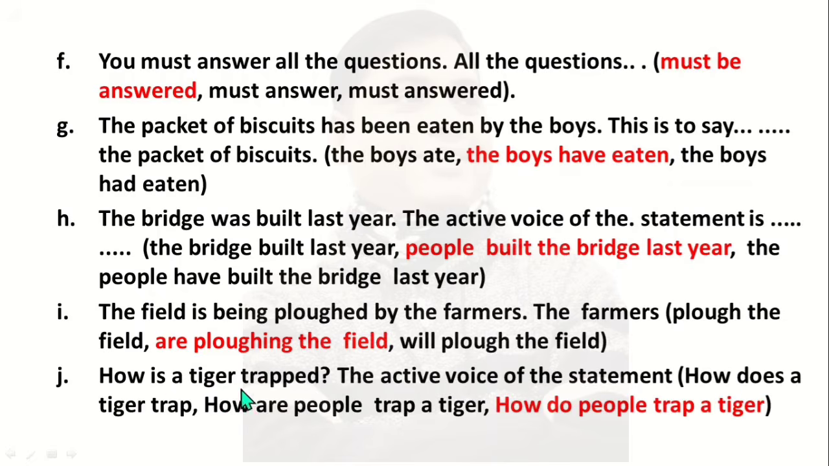How is a tiger trapped? So how is tiger trapped? Is verb 5. Verb 1. Verb 1 can be used here. Verb 1, verb 5. So how do people trap a tiger? There will be question mark at the last.